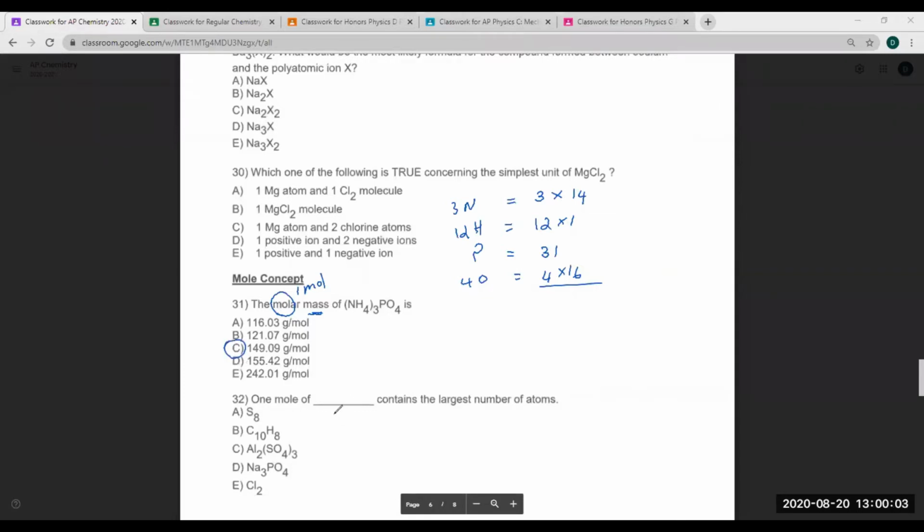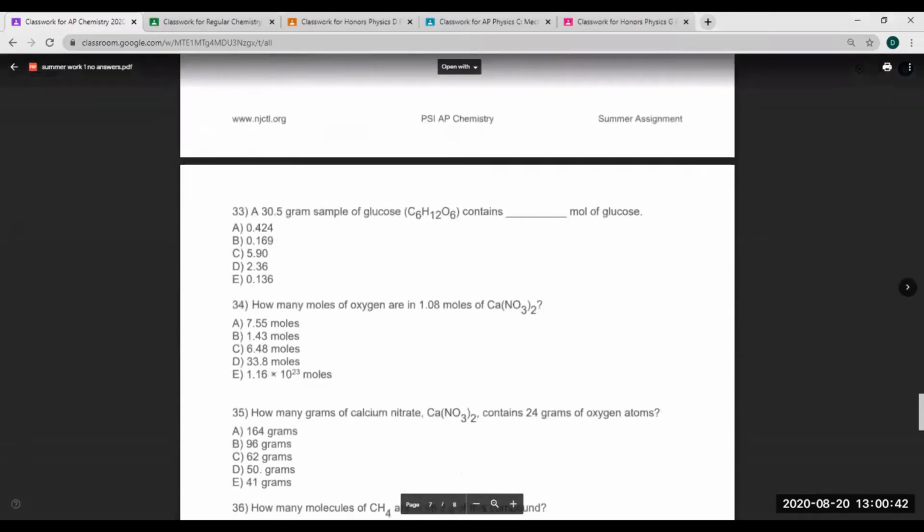Then 32. 1 mole of blank contains the largest number of atoms. Well, let's see. Here we have 8 atoms in all. Here you have 10 plus 8, you have 18 atoms in all. This one you have 2 plus 3 sulfurs plus 12 oxygens for a total of 17. This is 3 plus 1 plus 4, so this is 8, and this is 2. So it looks like the highest one is 32B. 33.